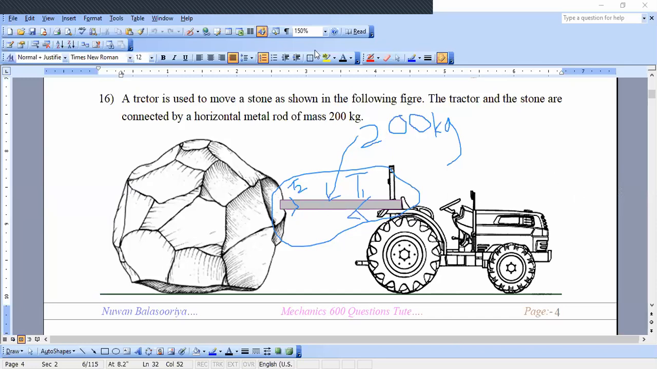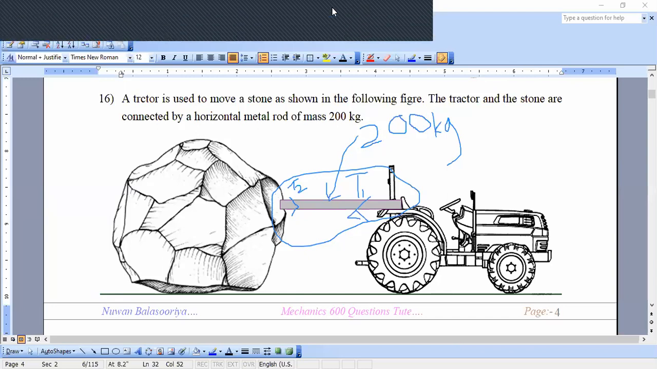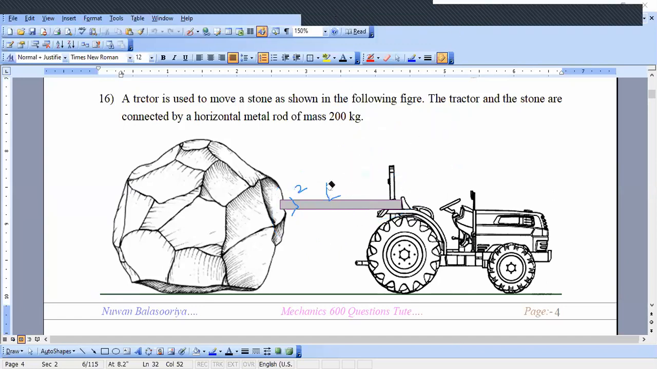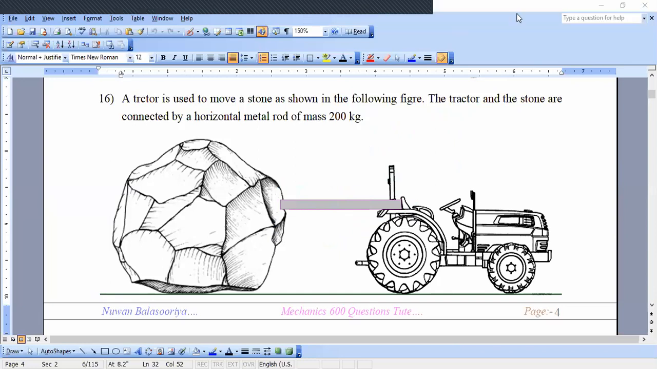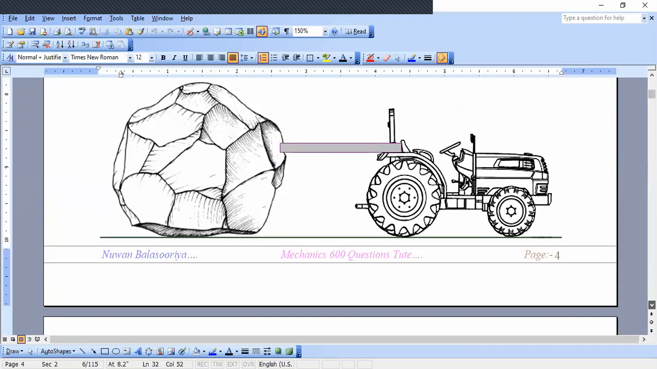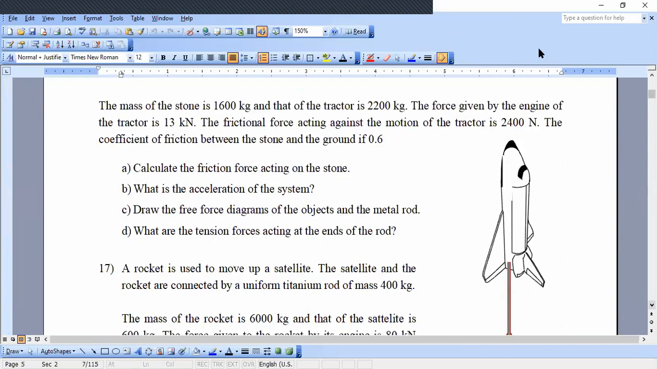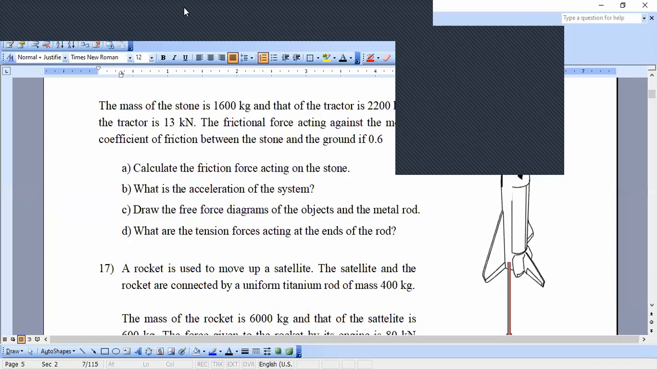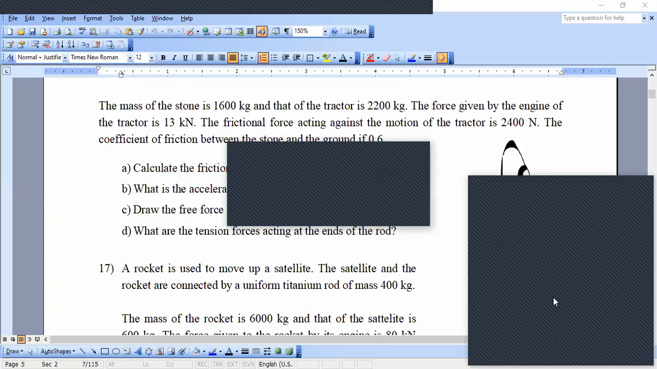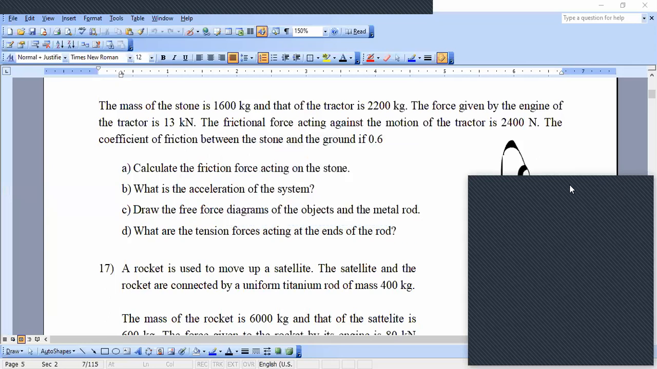What about the mass of the other objects? Let me erase the things that I have drawn. Next page. All right, the complete question is given in the other page. Somebody unmute the mic and read the question here.